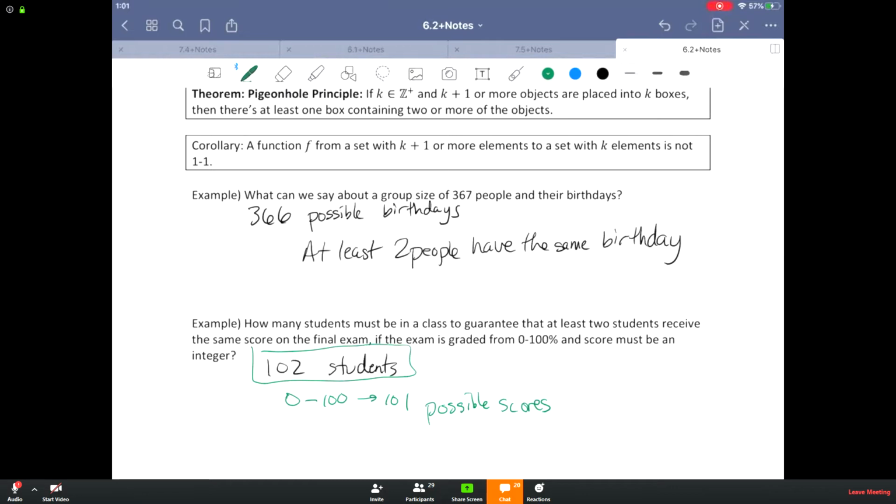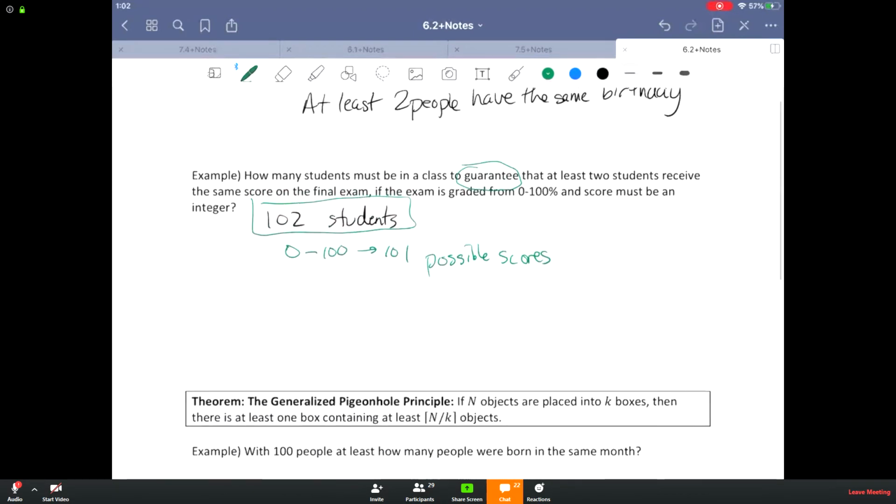Any questions on that one? Yeah, because JP, you want to guarantee that at least two students have the same score. So for it to be a 100% guarantee, you have to have 102 students. You can't say 101 students, because then you have the case where everybody has a different score. That's not guaranteeing that two people will have the same score. That makes sense? Cool.